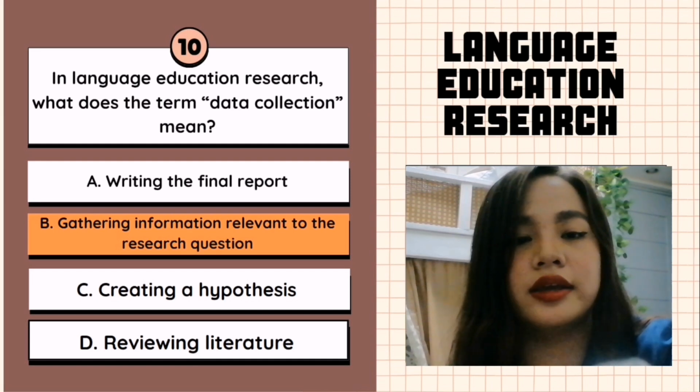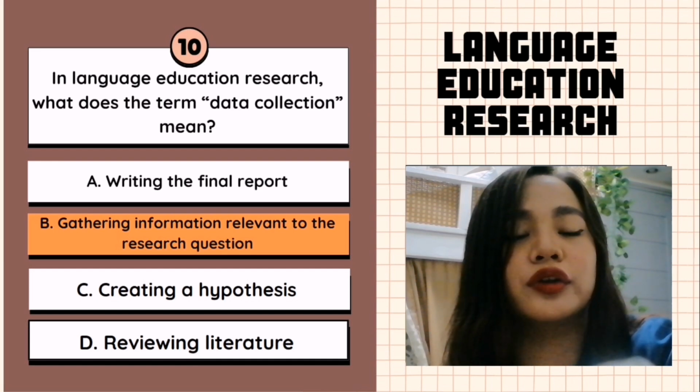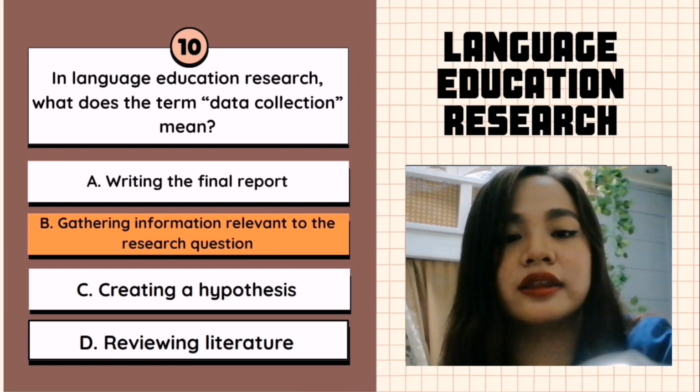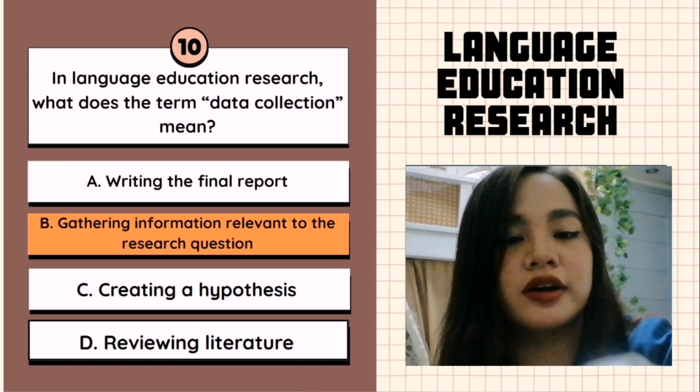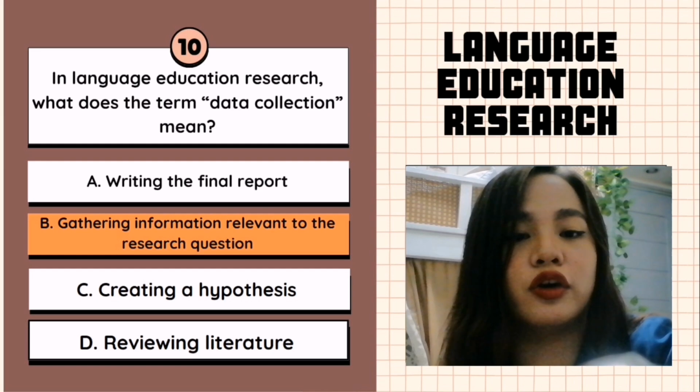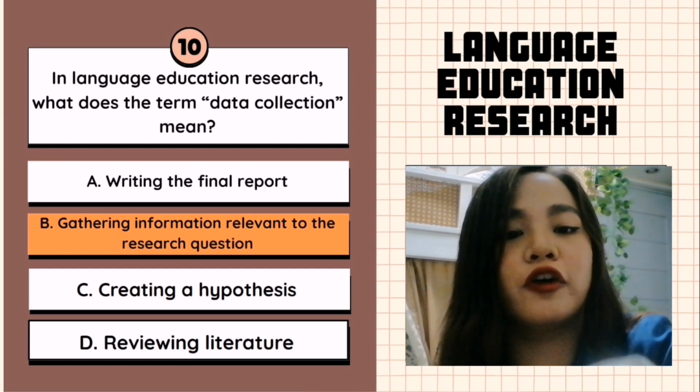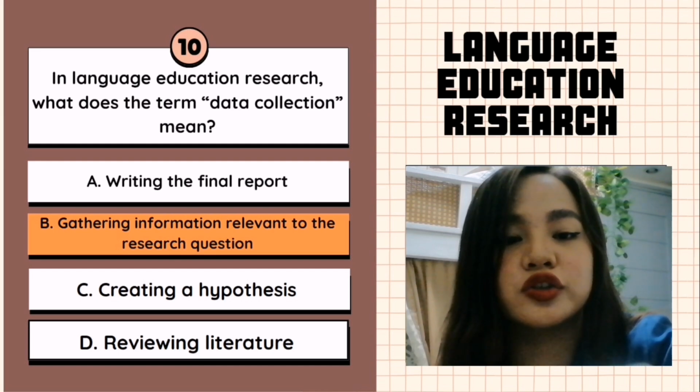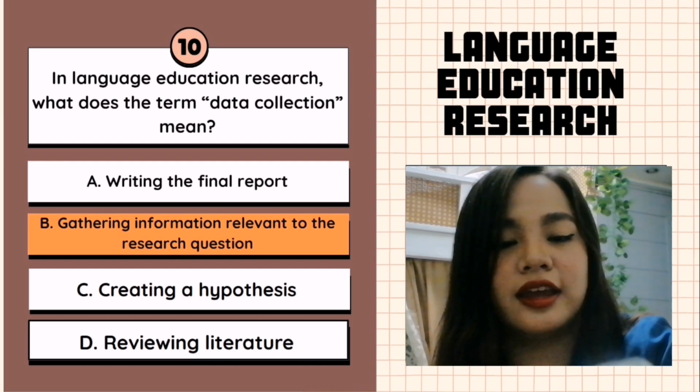Letter A is wrong, writing the final report, because this is part of the reporting stage, which comes after data collection and analysis. It is about presenting the findings, not collecting them. Letter C is also wrong because creating a hypothesis is done during the planning or conceptual stage before any data is gathered. A hypothesis is what the research aims to test through the data collection.